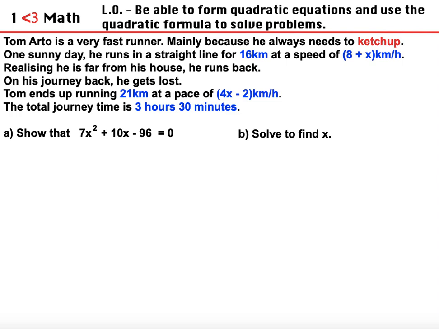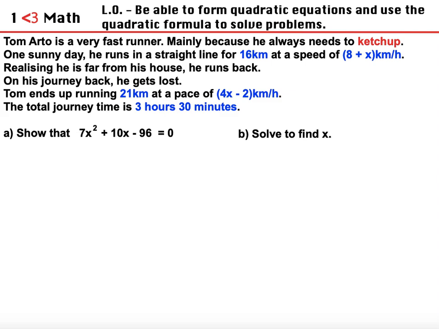Part A, everyone likes a good part A. Show that 7x squared plus 10x minus 96 equals 0. And part B, solve to find x. So if you'd like to have a go at this question, please pause the video now before I proceed with the explanations and the solutions.